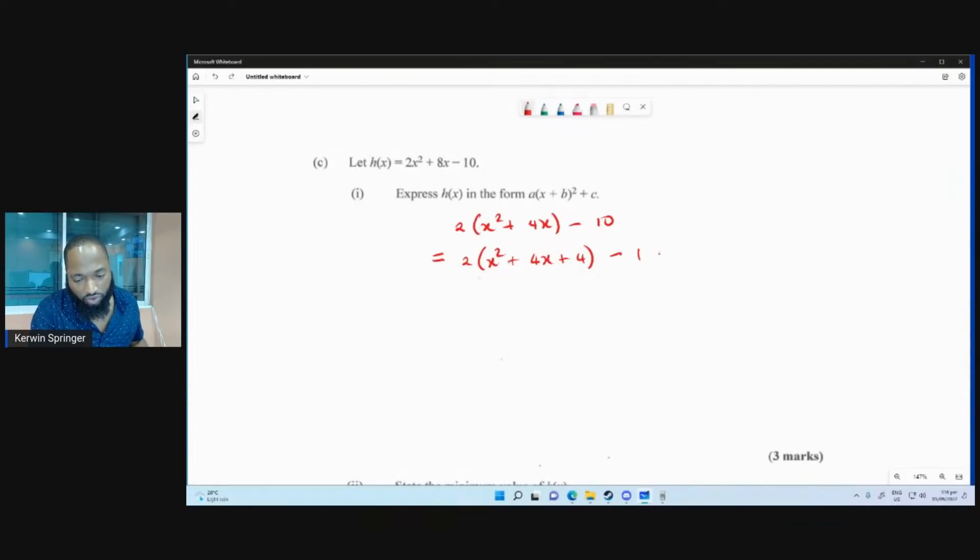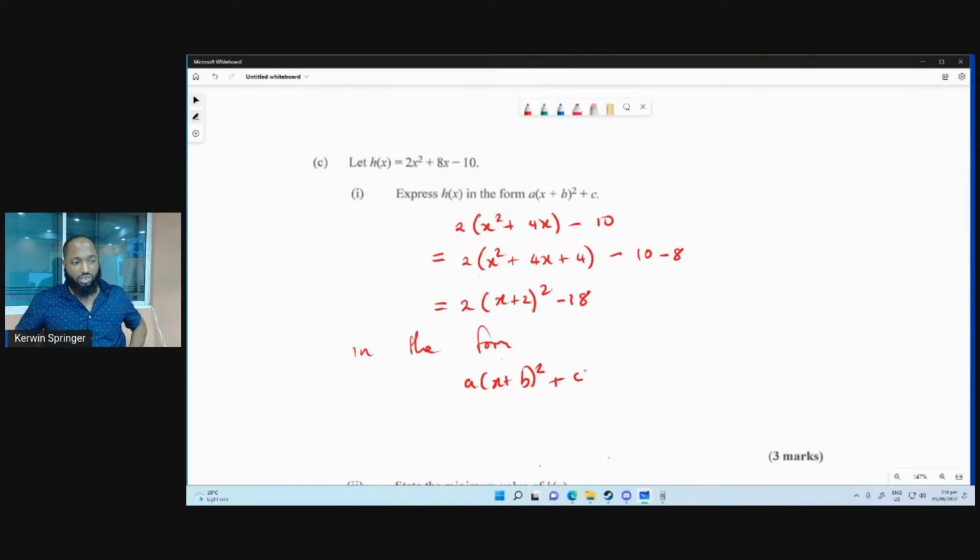But actually, putting 2 times 4 here, I'm going to take out 8. And then I'm going to get 2 times x plus 2, squared, because I created a perfect square here, minus 18, in the form a into x plus b, all squared, plus c. So hopefully that's good enough there.